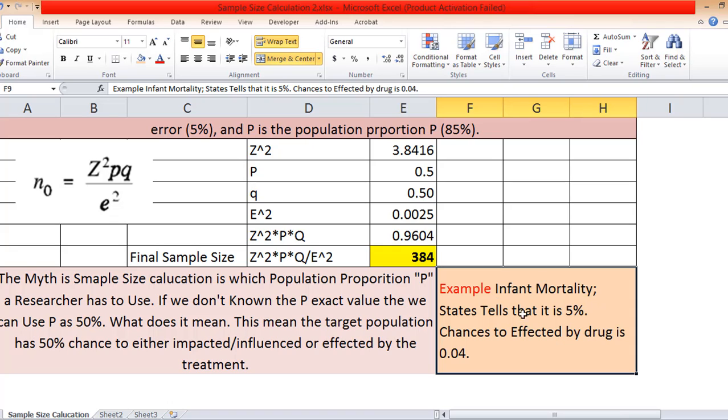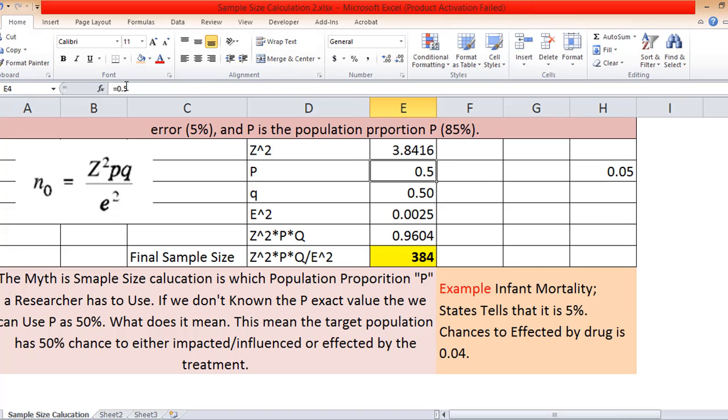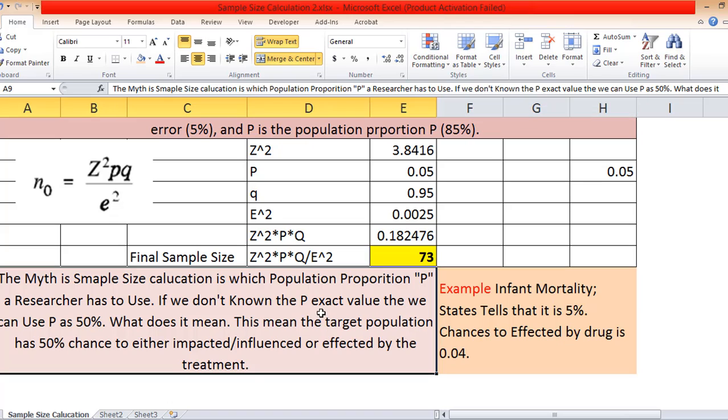For example, infant mortality. The national statistics state that it is 5%. So if your target study is infant mortality, what proportion of infants die? The national statistics says 5%. So in case there is a 5% prevalence factor, then the sample size is 73. So you can see that the sample size increases or decreases based on the prevalence factor.